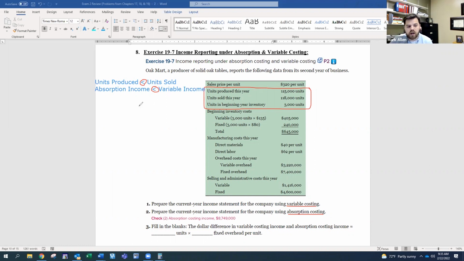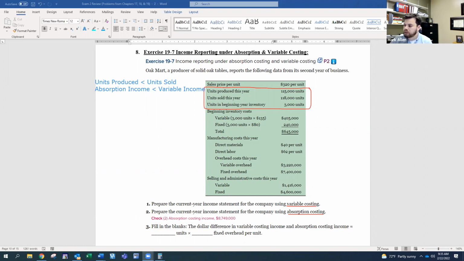If you start trying to say, when units produced is less than units sold, variable income is greater than absorption, that is certainly true. But you are much more likely to start getting your signs flipped around and getting very confused. Always keep absorption first. Units produced less than sold, absorption less than variable. That's the way I want you to remember it. That's the best way to prevent yourself from getting confused come exam day.